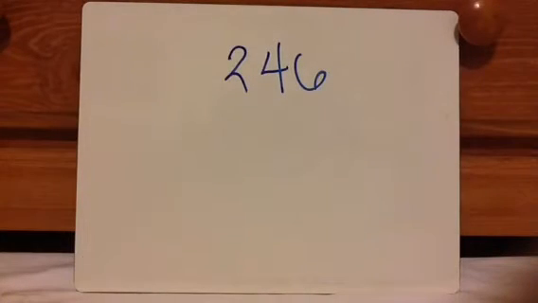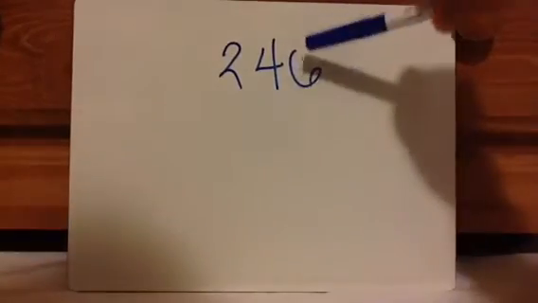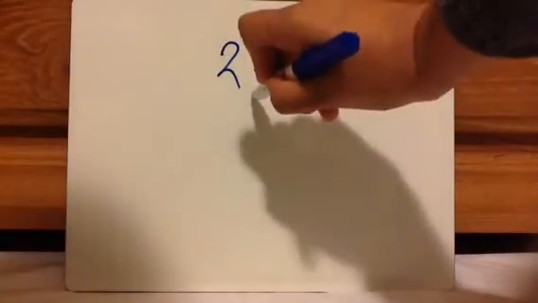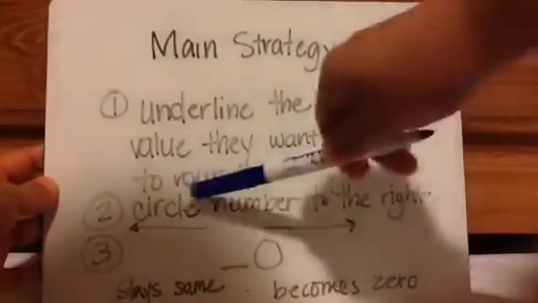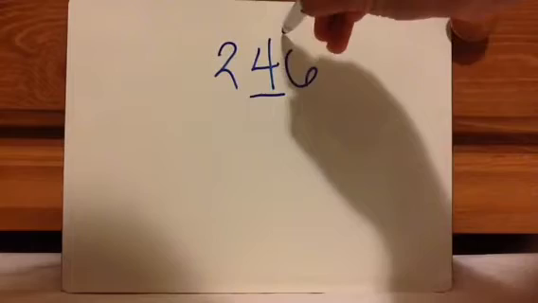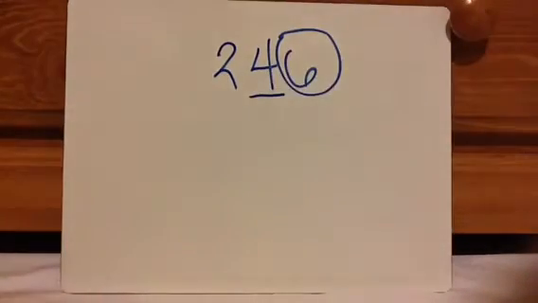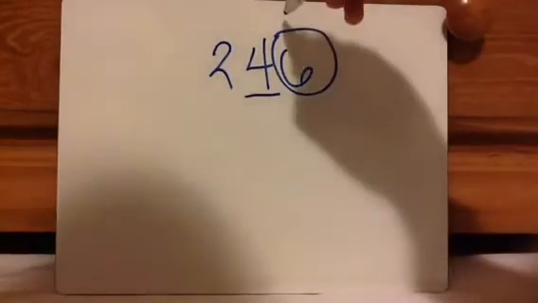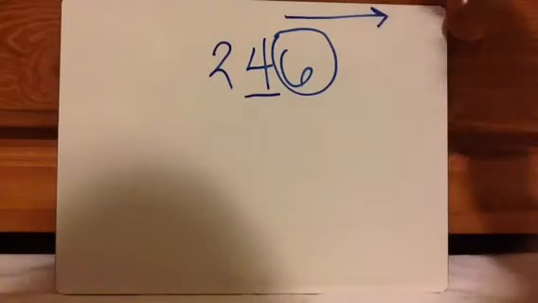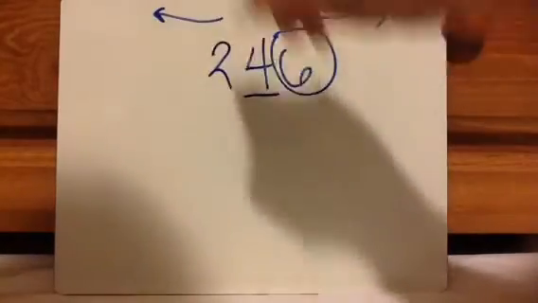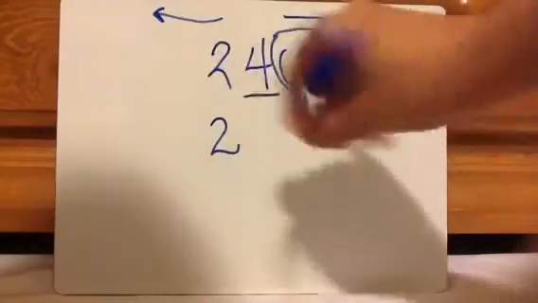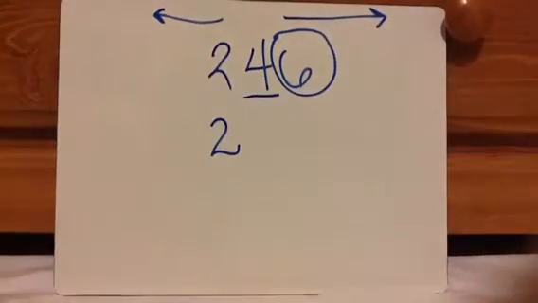So let's say I'm given the number 246, and I'm told round to the nearest tens. First of all, I have to know my place value. So that's ones, that's tens. Underline that place value that they want you to round. That's step 1. Step 2 is circle the number to the right, which would be this. After I'm done rounding, the rule is anything circled and to the right becomes a 0. So in this case, this is the only thing that will become a 0. And then everything to the left stays the same. So my new answer will be 2 and then whatever this will be rounded to.